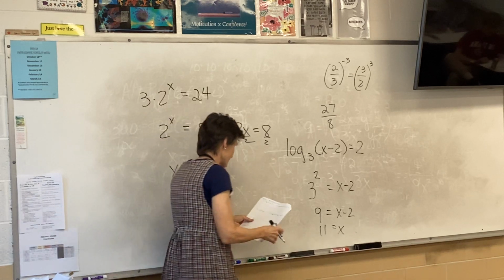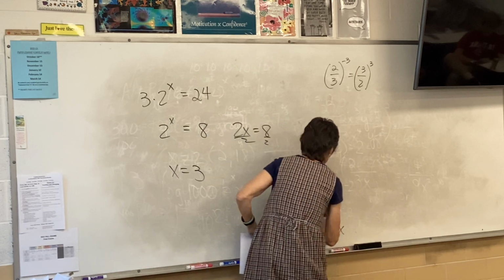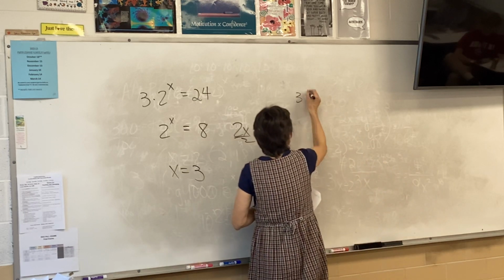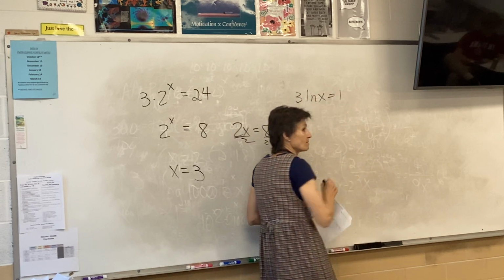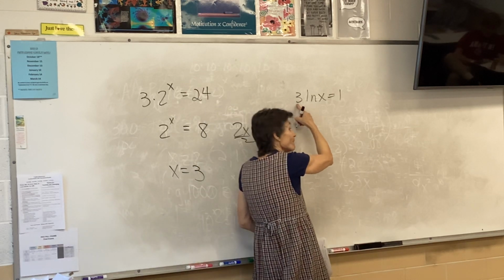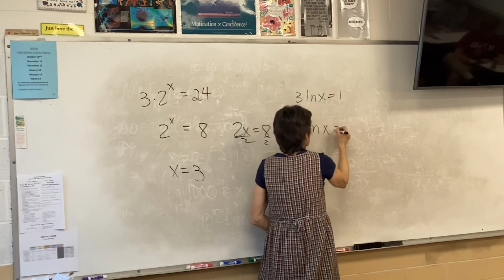3 ln x equals 1. Now, I don't have a calculator. I'll keep that in mind. 3 ln x equals 1. What do you think is the first thing we should do? Divide by 3. We don't want any number ever hanging around in front. Get rid of it. So ln x equals 1/3.